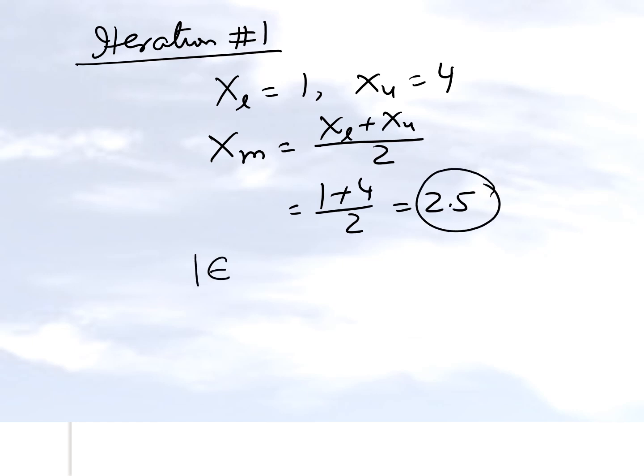Can we calculate epsilon, the absolute relative approximate error? No, we can't, because we don't have a previous estimate of the root. We only have a new estimate of the root, but we don't have a previous estimate. So that's the end of iteration 1. Let's see what happens for iteration 2.